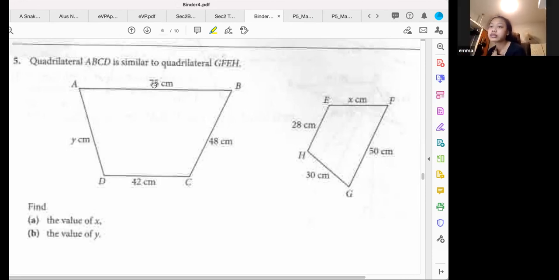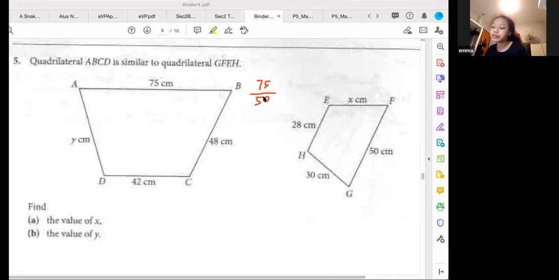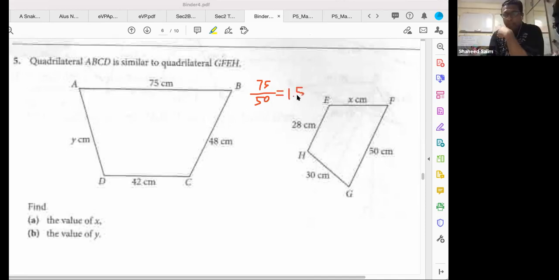G. Okay, so you find what's the ratio. Take the bigger number, divide by the smaller number. 75 divided by 50. What do you get? 1.5, right? So that means 50 times 1.5 will give you 75. Let us try. Can you try 28 times 1.5? What do you get?